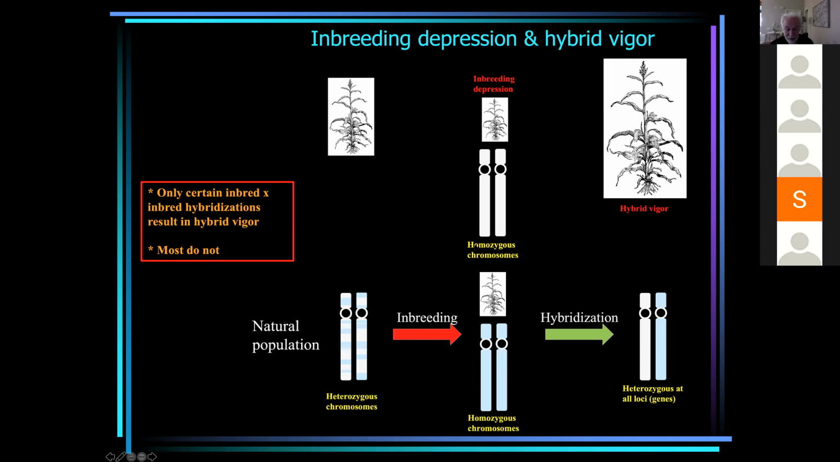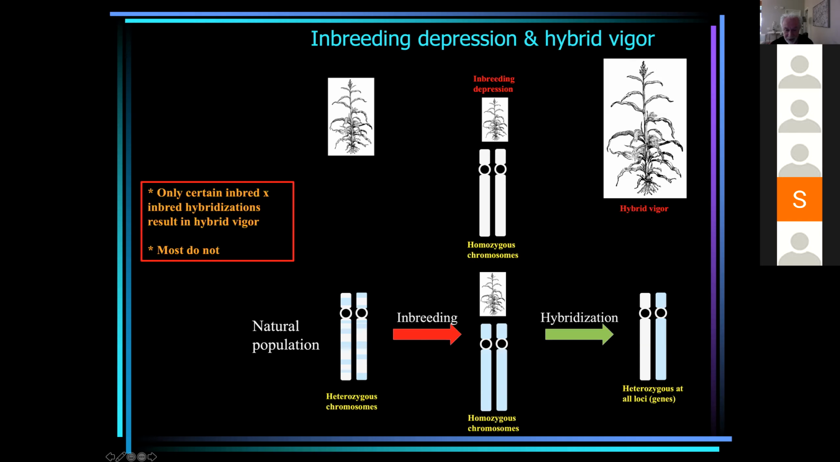So now, because you've inbred, one inbred plant after a series of breeding steps has all white chromosomes, so they are homozygous. The other inbred plant has all blue chromosomes, so they are homozygous. But you notice the plants are small. That is the effect of inbreeding depression.